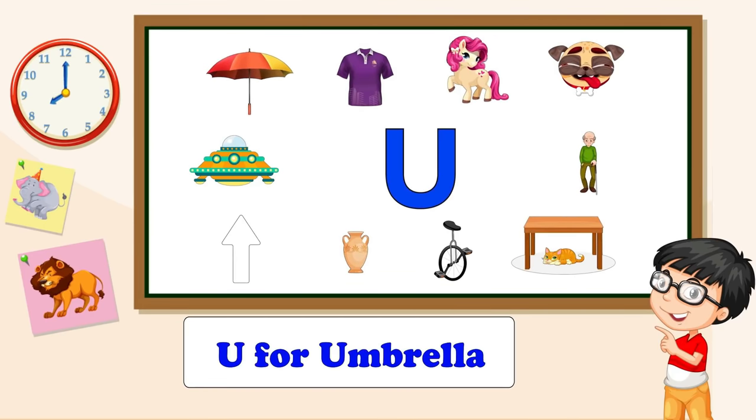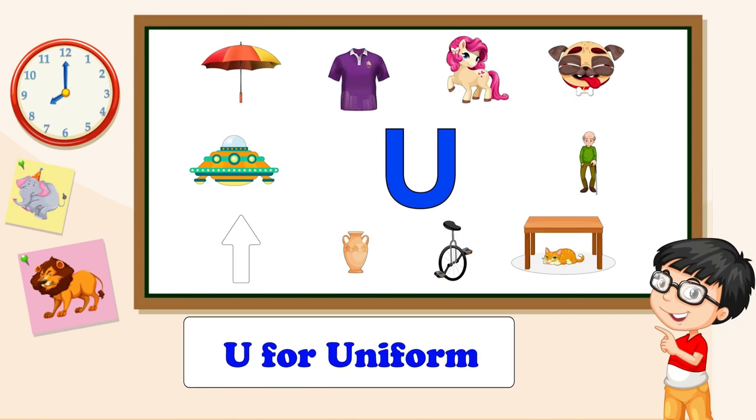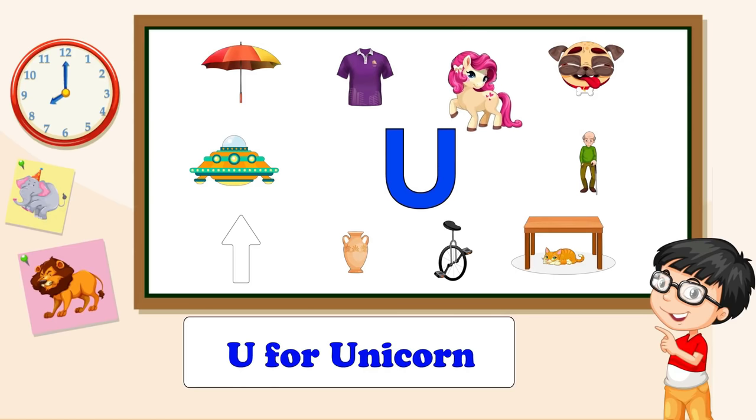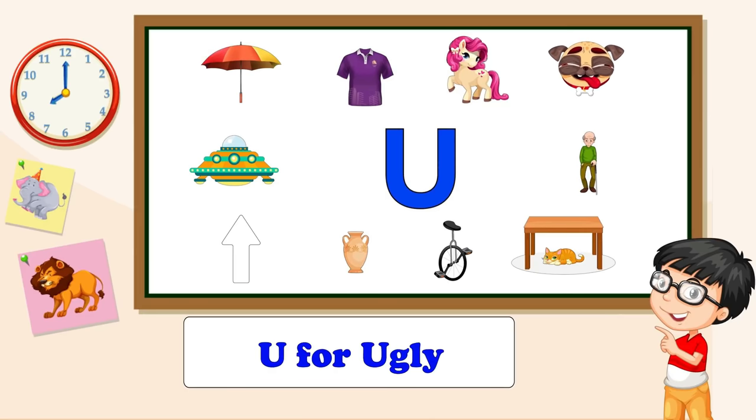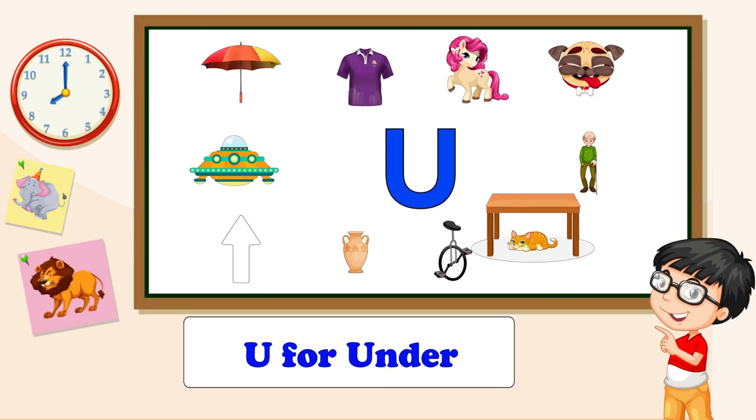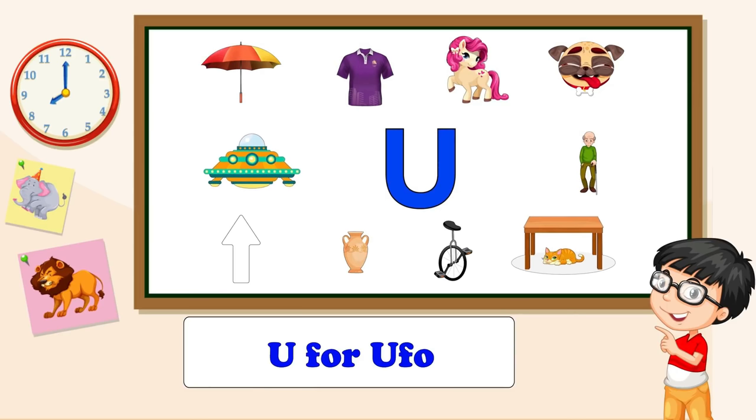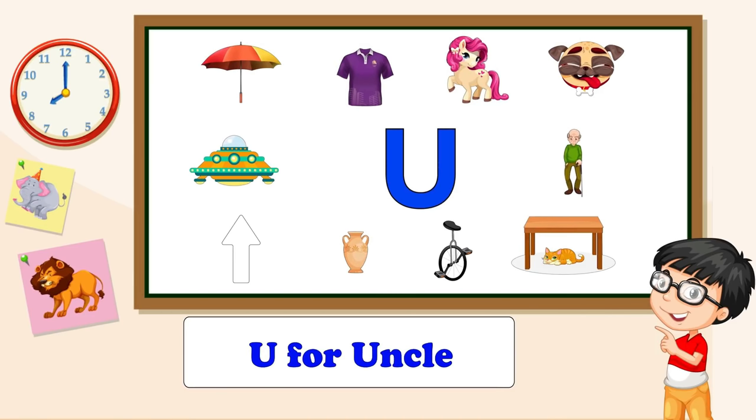U for umbrella. U for uniform. U for unicorn. U for ugly. U for up. U for urn. U for unicycle. U for under. U for UFO. U for uncle.